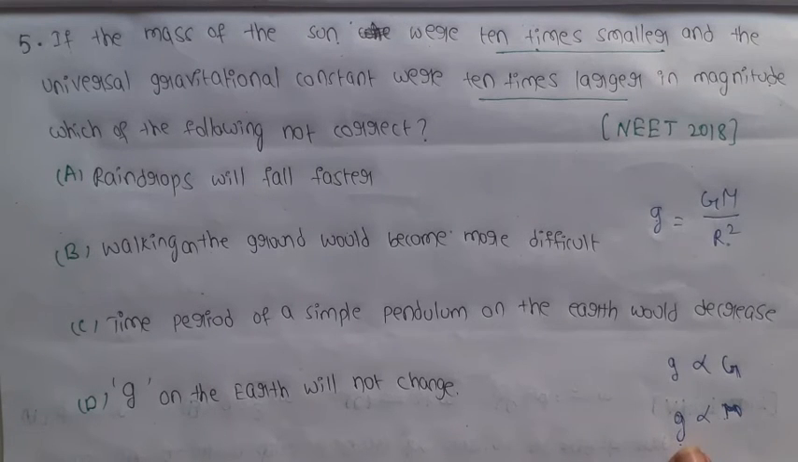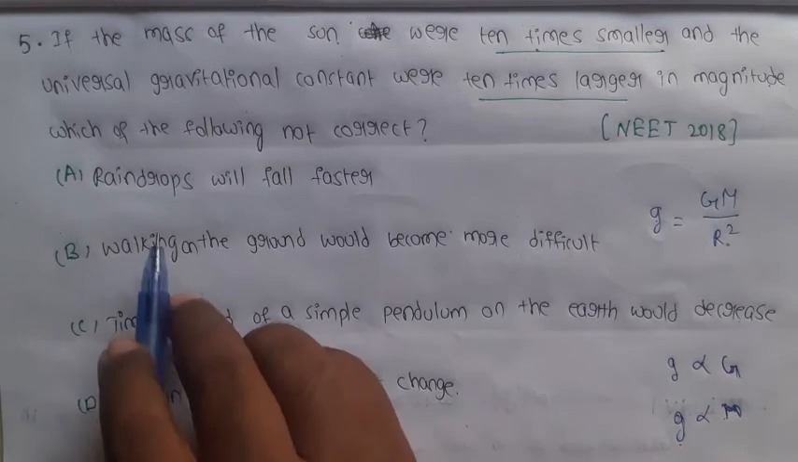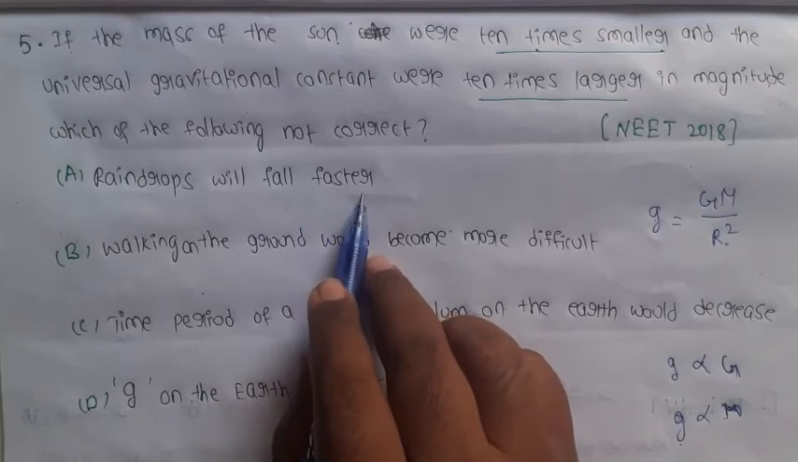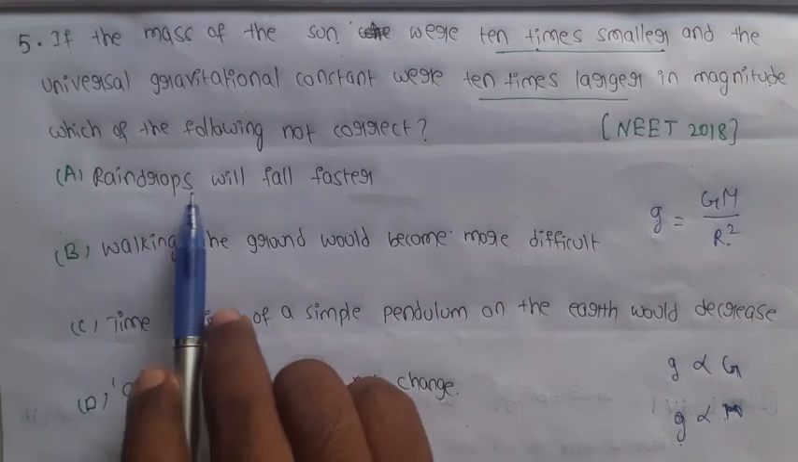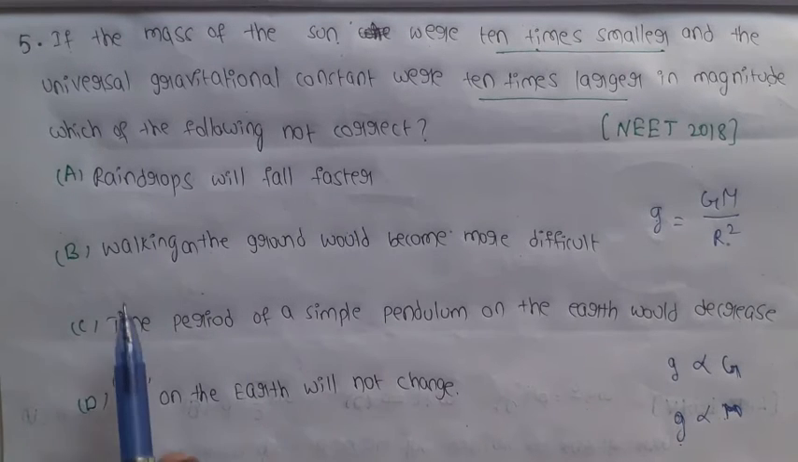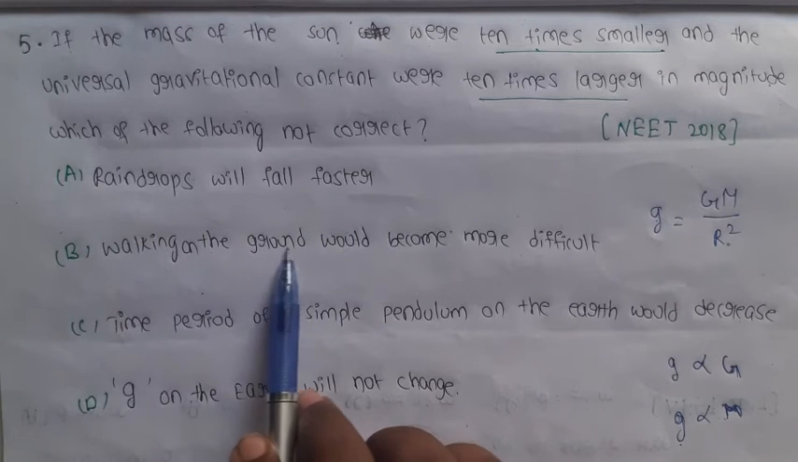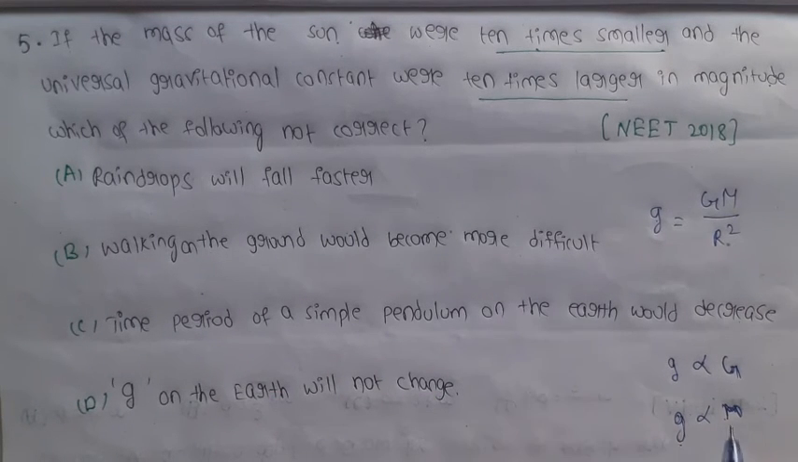Due to gravitation, what happens? Raindrops will fall faster. That is correct. If the gravitational force increases, raindrops will fall faster. Next, walking on the ground would become more difficult. Suppose g increases, so the gravitational force increases, what happens?